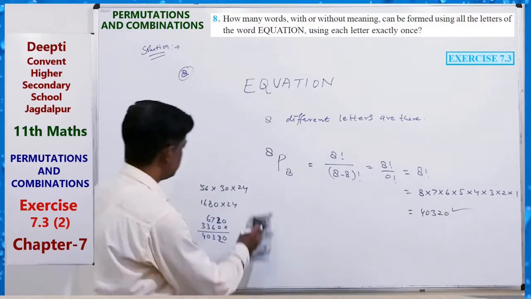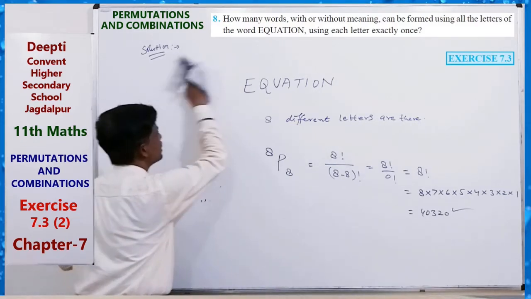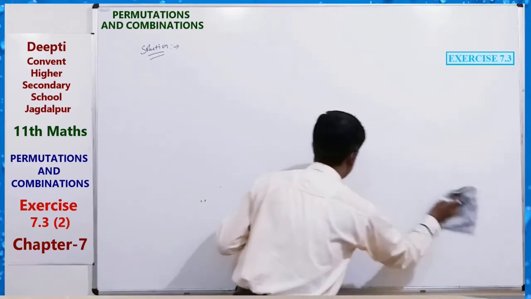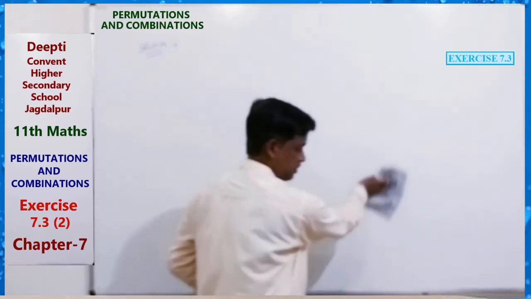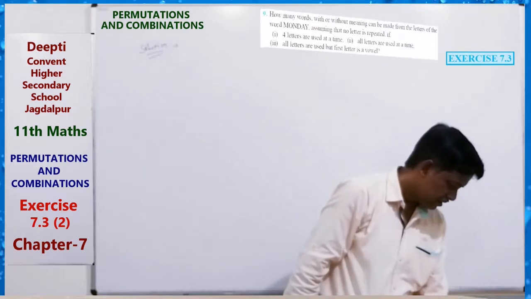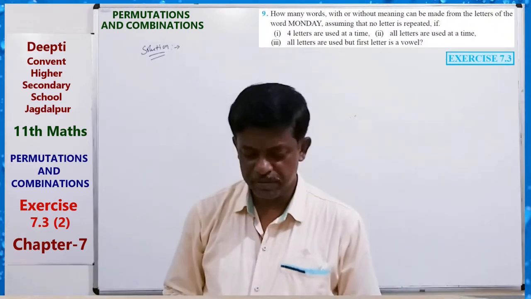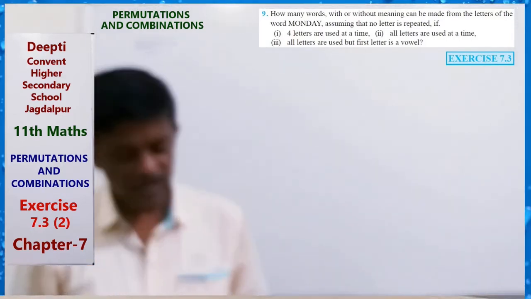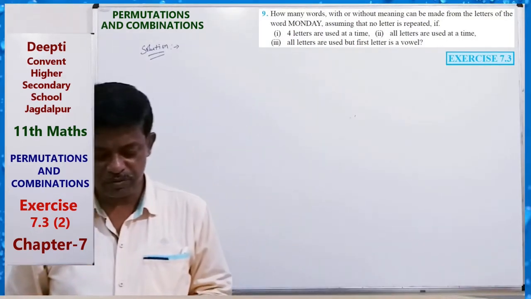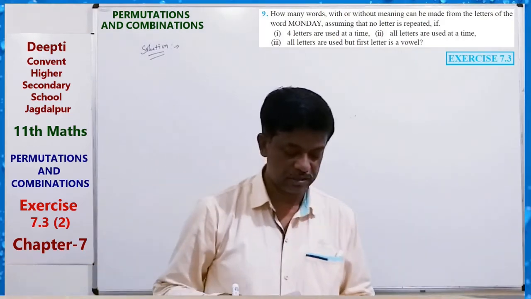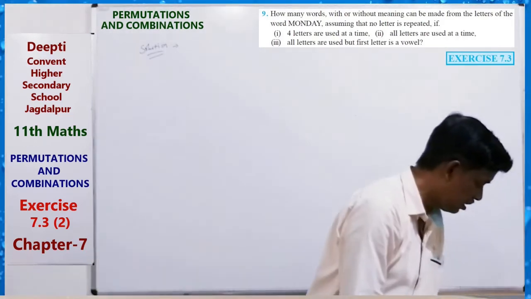Okay. Simple. Now question 9. What is given here? How many words, with or without meaning, can be made from the letters of the word Monday, assuming that no letter is repeated? Repetition is not allowed. 4 letters are used at a time. Monday, M-O-N-D-A-Y.